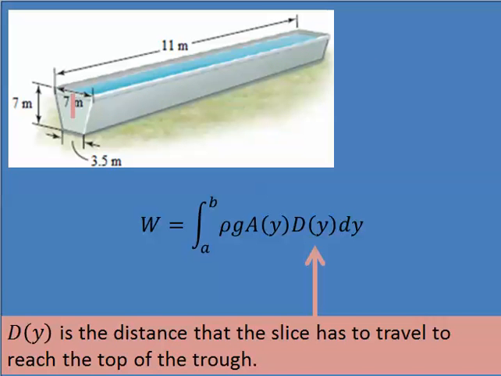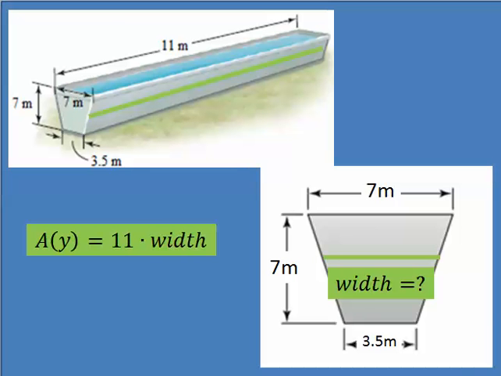The last thing that we're going to need is the distance that the slice has to travel to reach the top of the trough. So we're going to be making lots of slices of this trough, and the slices will be lengthwise. And each of those slices has to travel up to the top. For each slice, the distance will be different, as will the area of the slice. The first thing I'd like to work on is the area of the slice. Well, the length, if I'm cutting it lengthwise, is 11 meters.